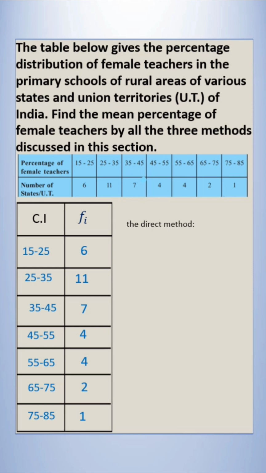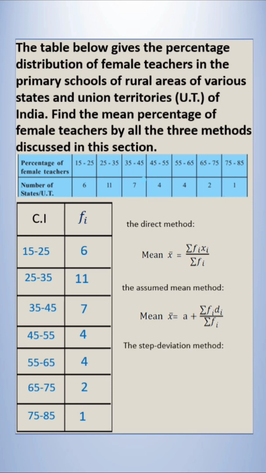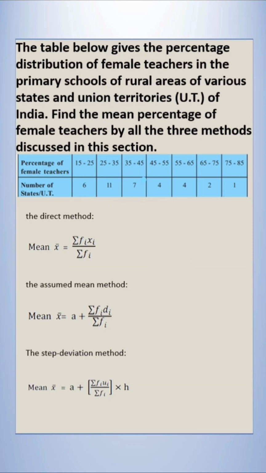There are three methods discussed in the chapter. They are direct method, the formula for which is mean, that is x bar, is equal to summation of Fi xi by summation of Fi. The second method is assumed mean method, that is mean is equal to assumed mean A plus summation of Fi di upon summation of Fi. The third method is step deviation method, the formula for which is A plus summation of Fi ui upon summation of Fi into h. So these are the three methods.